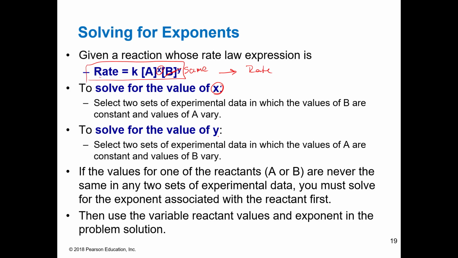If we want to solve for y, then we need one where A is constant, where only B would affect the rate. So if you don't ever have a time where one of them was the same, then you're going to have to use an exponent method, and I'll show you that at the end of this lesson.